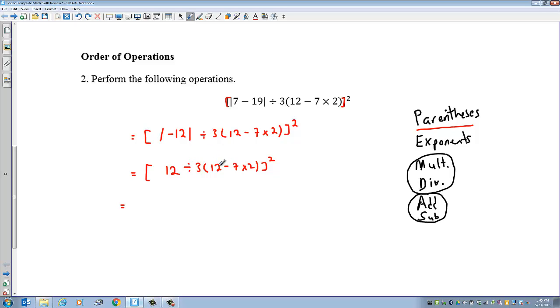So now I can move on to this set of parentheses right here. And so then this is 12 divided by 3 times, and then inside this set of parentheses you have 12 minus 7 times 2. So again, you restart PEMDAS, and the first thing that comes is multiplication. There are no parentheses or exponents, so we do 7 times 2, which is 14. So 12 minus 14 in parentheses, square bracket quantity squared, and again we're still working inside those parentheses, so 12 divided by 3 times, now 12 minus 14 is a negative 2, so we have negative 2 here in square bracket quantity squared.